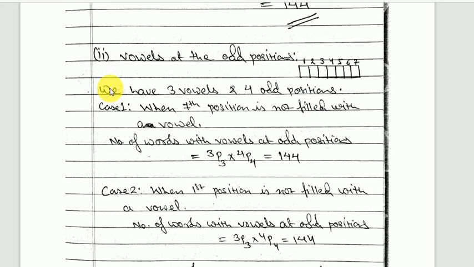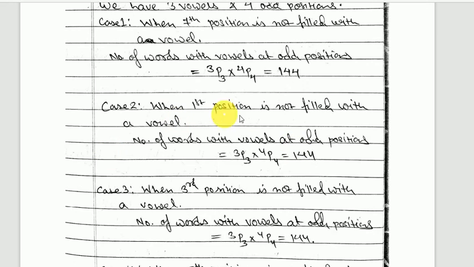So let us see. We have 3 vowels and 4 odd positions. Case 1, when the seventh position is not filled with a vowel. We have got 3 vowels only and 4 odd positions, so obviously one will be left without a vowel. So then the number of words with vowels at odd positions will be this: 3P3 is for filling all the vowels at odd positions, and the remaining positions will be filled by the consonants. So 4P4, that means 144.